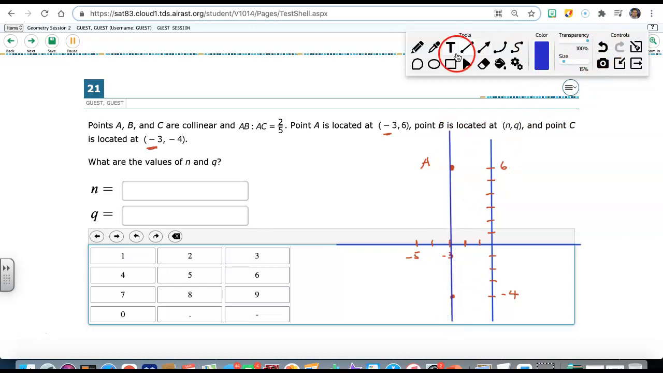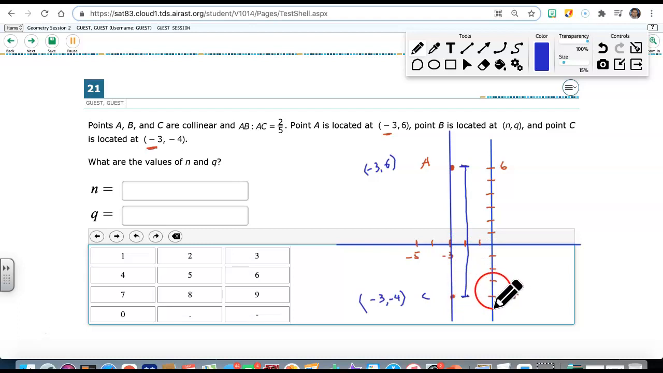Alright, this point is point C, and this is (-3, 6), and this is (-3, -4). The proportion from A to B is 2 to 5. So let's see how long this is. It's from here to here. From the axis to the top I have 6, from the axis to the bottom I have 4, -4, so the whole thing is 10.